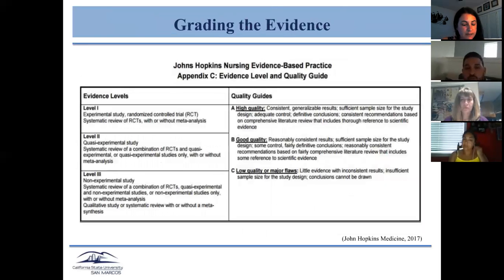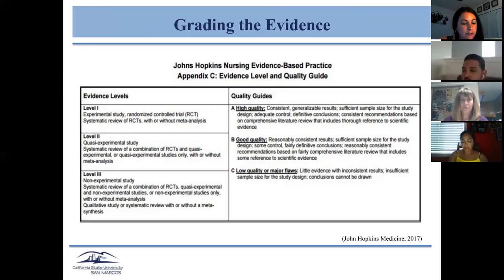To grade the evidence reviewed, the Johns Hopkins Nursing EBP Evidence Level and Quality Guide were utilized. You can see this here. To grade the evidence level, Level 1 includes experimental studies, randomized controlled trials, and systematic reviews of randomized controlled trials, with or without meta-analysis. Level 2 includes quasi-experimental studies, systematic reviews of a combination of randomized controlled trials and quasi-experimental studies, with or without meta-analysis. Level 3 includes non-experimental studies and systematic reviews of a combination of randomized controlled, quasi-experimental, and non-experimental studies.